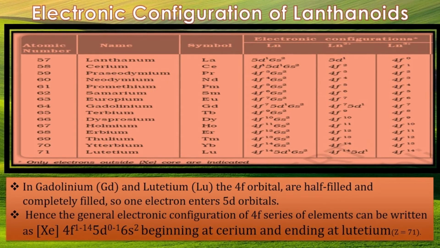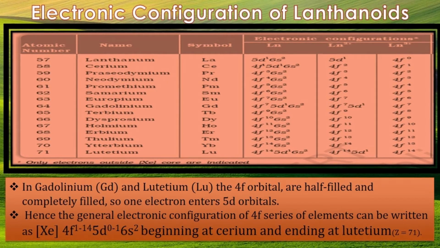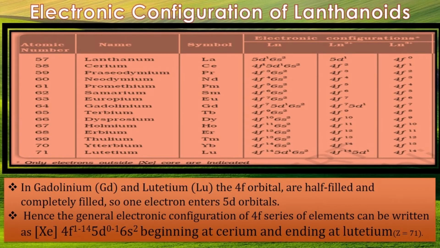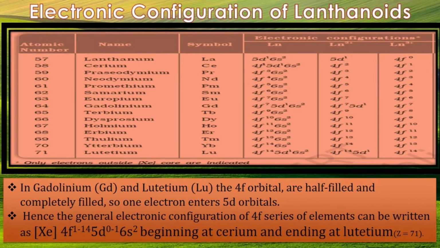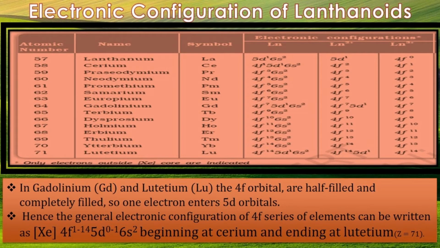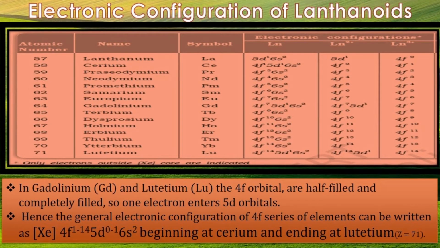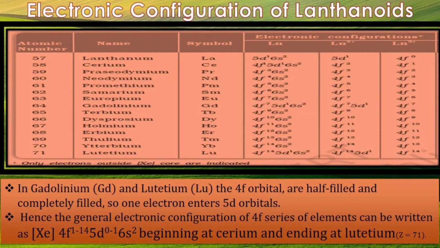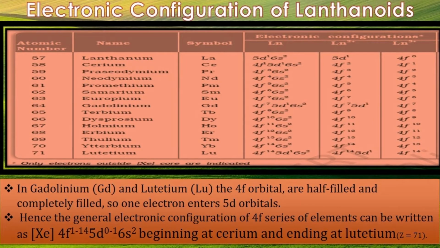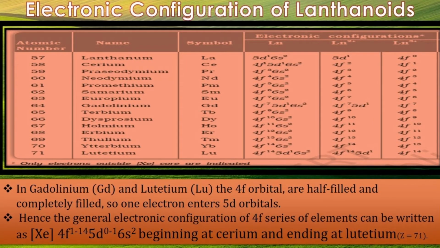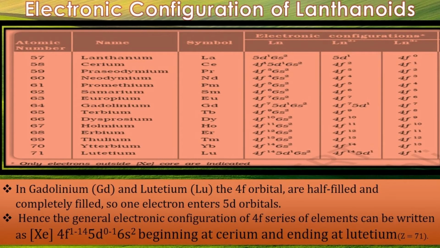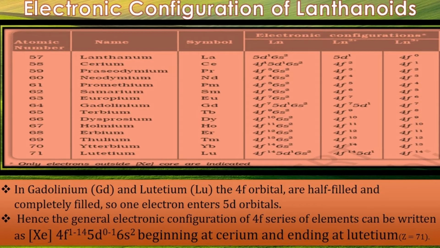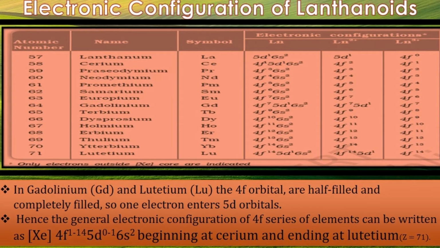Filling of the 4f orbital starts from cerium and its electronic configuration is xenon 4f1 5d1 6s2. As we move from cerium to other elements, the additional electrons are progressively filled in 4f orbitals as shown in the tabular column. The general electronic configuration of the 4f series of elements can be written as xenon 4f1 to 14, 5d0 to 1, 6s2.